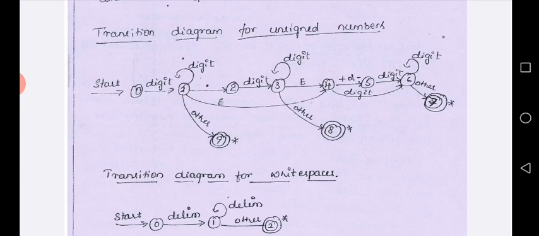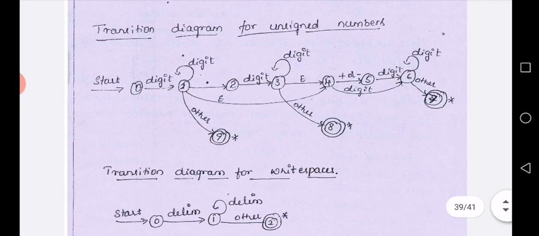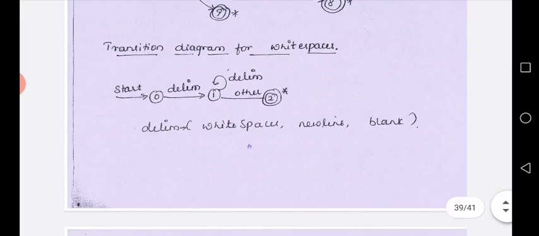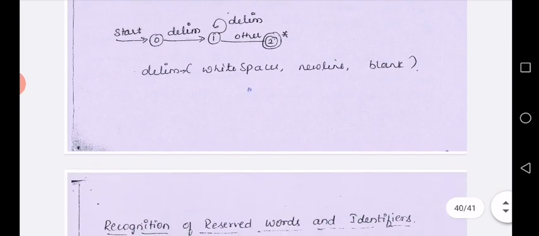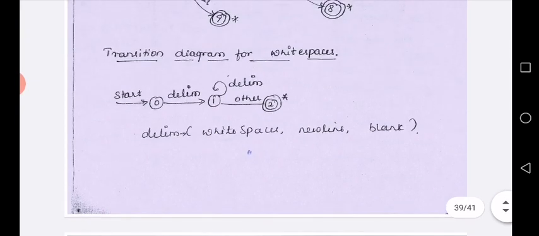Like this, the transition diagram for numbers we are going to mention. Clear? It is not compulsory that each and every number should follow the same particular pattern. We are designing this DFA for what reason? We are designing this only for accepting each and every possibility of number exactly. Clear? So this is the transition diagram for white space.